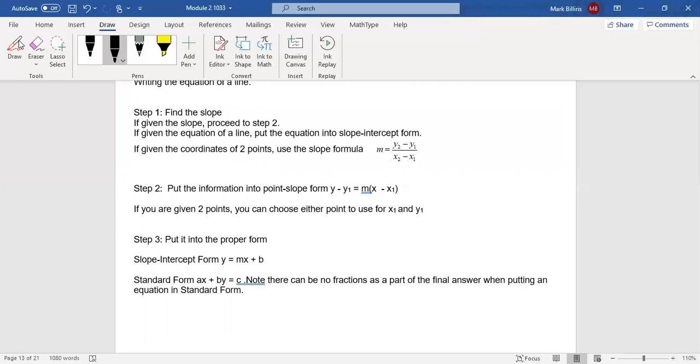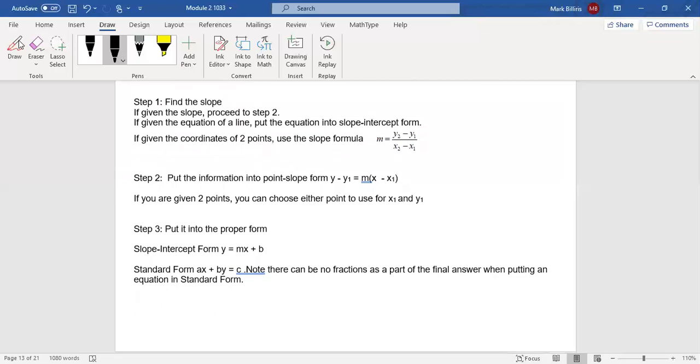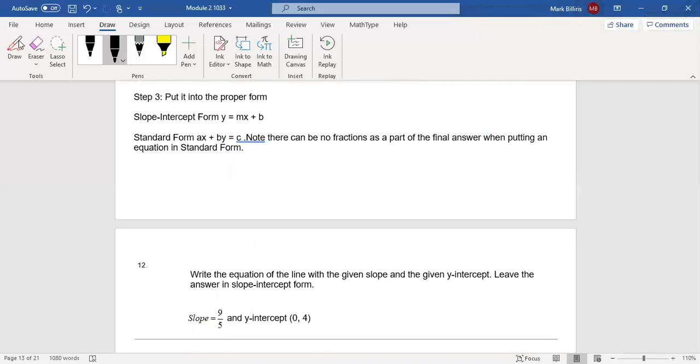Or they could ask you to put it in standard form, which means ax plus by equals c. That means x and y are on one side of the equal sign and your constant is on the other. No fractions as a part of that answer, okay? So we'll talk about that too as we do some of the examples. So let's get right into an example.